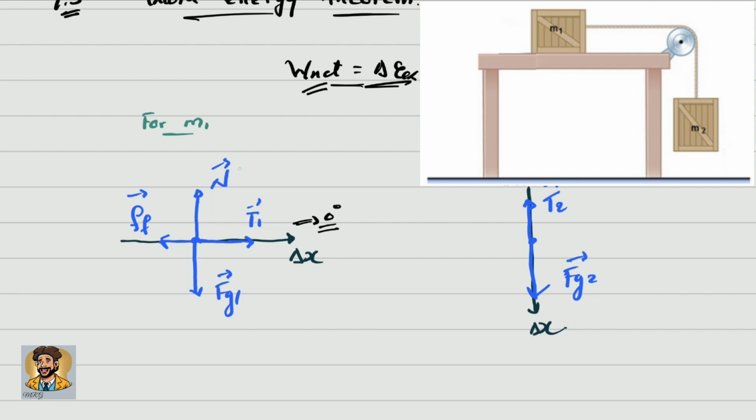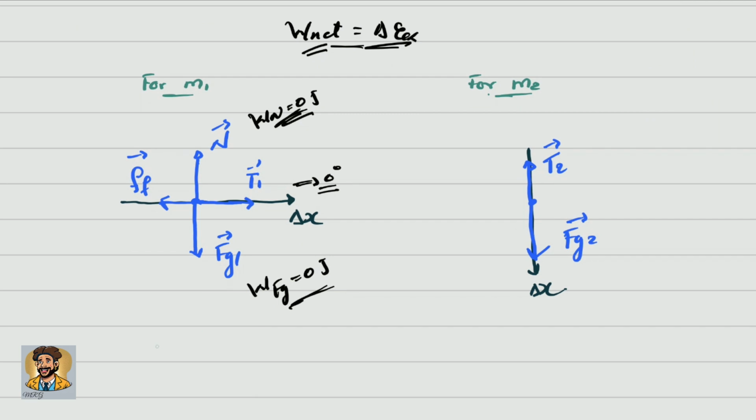Okay, now in block M1, the work done by the normal is equal to 0 because the angle is 90 degrees, and the work done by the gravitational force in this block is also equal to 0 because the angle is also 90 degrees. So we are left with the tension 1, the frictional force, the gravitational force of the second block, and the tension of the second block. So we add the work done by friction, plus the work done by T1, plus the work done by T2, plus the work done by the gravitational force 2. All of this is equal to the change in kinetic energy.